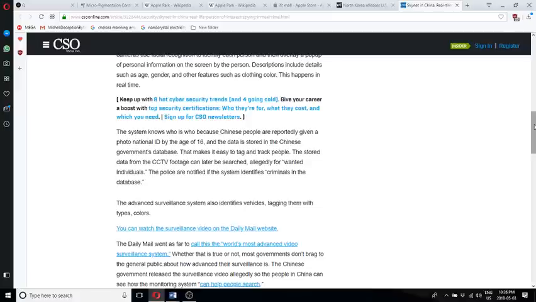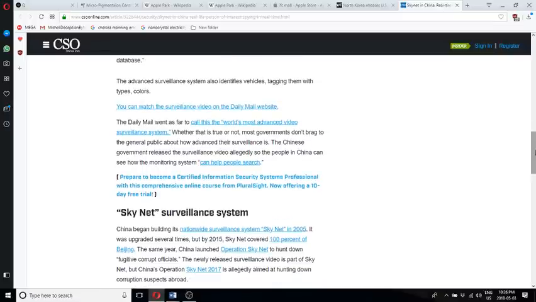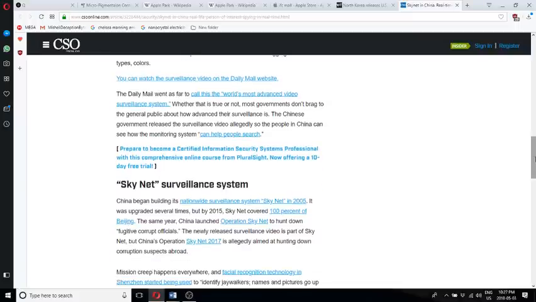The stored data from the CCTV footage can later be searched, allegedly for wanted individuals. The police are notified if the system identifies criminals in the database. The advanced surveillance system also identifies vehicles, tagging them with types, colors. The Daily Mail went as far as to call this the world's most advanced video surveillance system. Whether that is true or not, most governments don't brag to the general public about how advanced their surveillance system is. The Chinese government released the surveillance video allegedly so that people in China can see how the monitoring system can help people search. But this thing is scary. It can search billions of people in seconds and determine whether any of them are wanted.